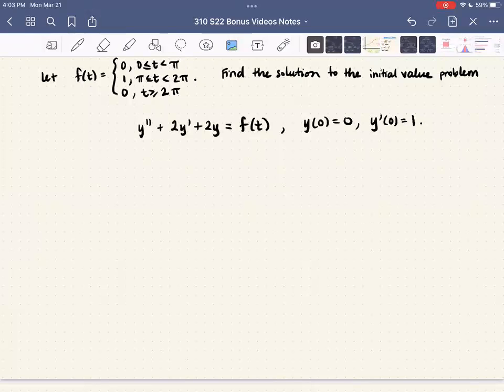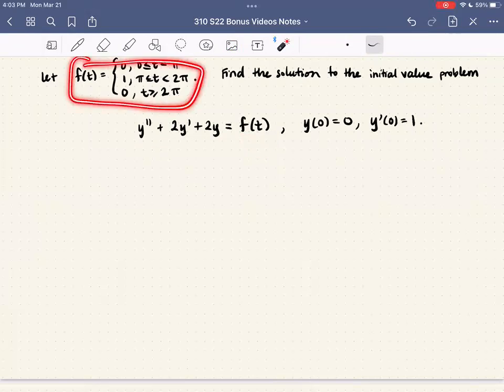Okay, we're going to continue this example that we started in class. And what we want to do is find the solution to the initial value problem, y double prime plus 2y prime plus 2y equals f of t, where f of t is this discontinuous function.